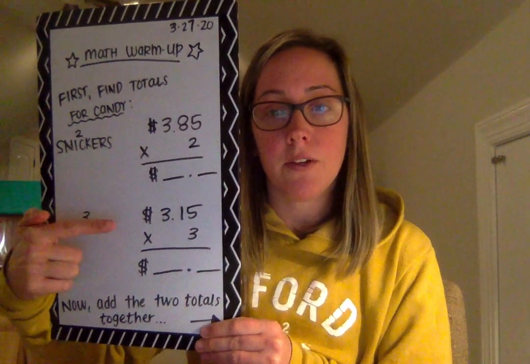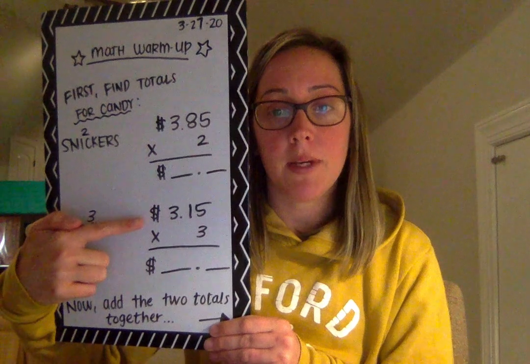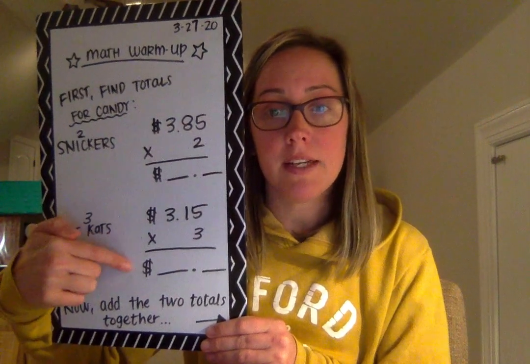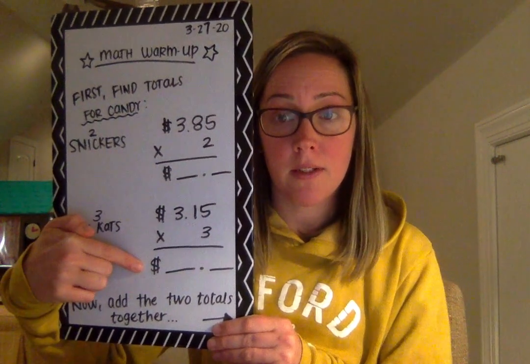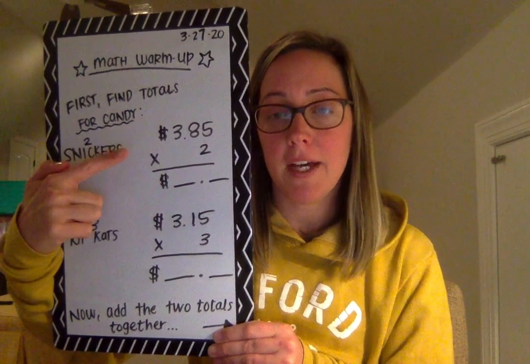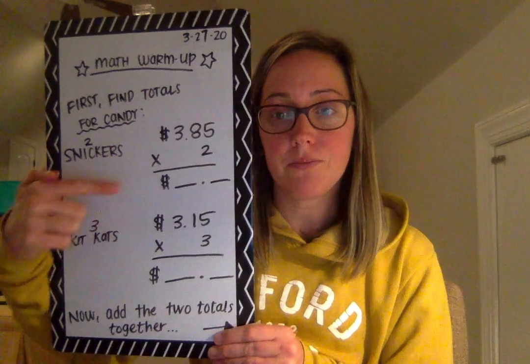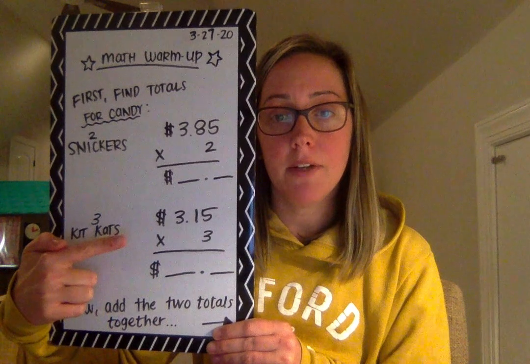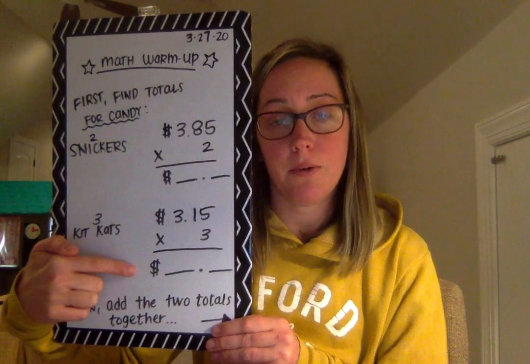So the Kit Kats are $3.15, and she wants 3 of them. So 3.15 times 3 tells us how much she spent altogether on these candy bars. Okay, so Snickers is 3.85. Multiply that times 2 to get your total. And then for Kit Kats, 3.15. She wants 3 of them, so you multiply that by 3 to get your total.